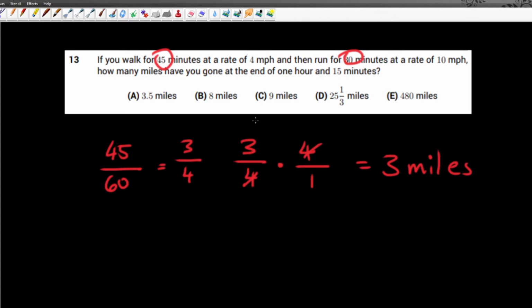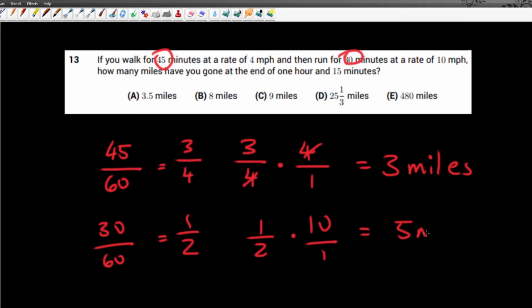10 miles per hour. So for 10 miles per hour, you ran 30 minutes. So 30 out of 60 is equal to 1/2. So you only ran half of the 10 miles per hour. So 1/2 times 10 is equal to 5 miles. So at the end of it all, you went 8 miles in total.